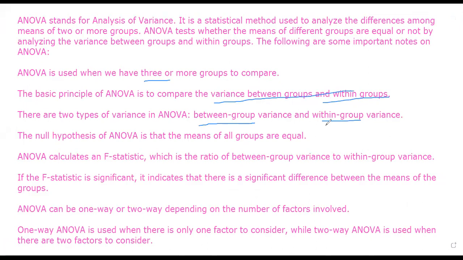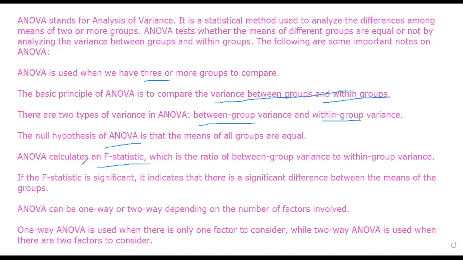So under ANOVA, we're going to test a null hypothesis, which is always that the means in the groups are equal. In ANOVA, we use what we call the F statistic or F table, which is simply the ratio of the between-group variance to the within-group variance. So there's a special table that we're going to use. I'll teach you how to look at it. Usually we conclude that if the F statistic is significant, it indicates that there is a significant difference between the means in the groups.